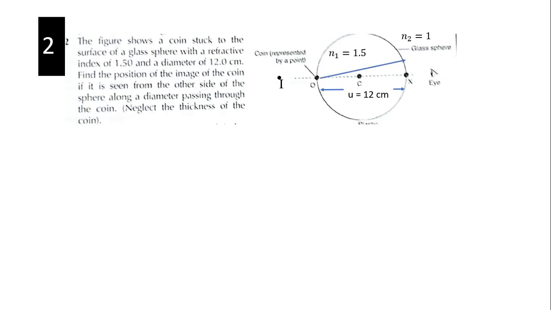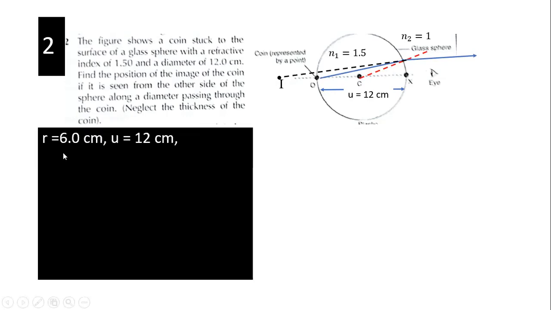You'll be able to draw that. That's where the ray will come from the object. Then draw the normal, that's the radius. So that's your normal. Going to the less dense medium, it will go away from the normal, not towards it. Then produce backwards, and that is where the image is.